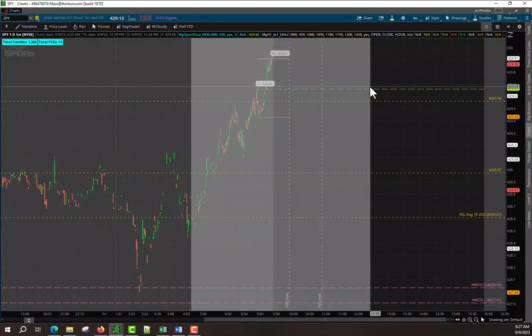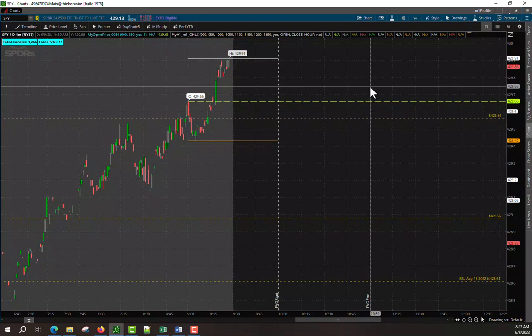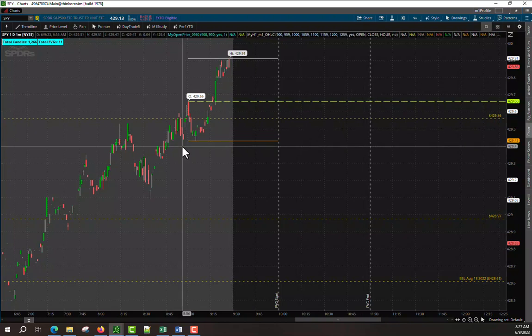Let's take a look at the 1 minute time frame right here for the SPY this morning. This morning is Friday, June 9, 2023, and now it's 9:27 Eastern Time.